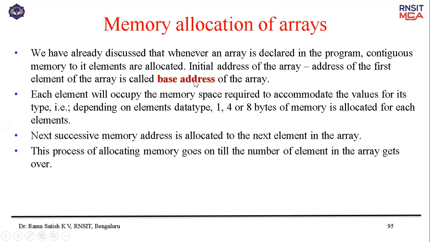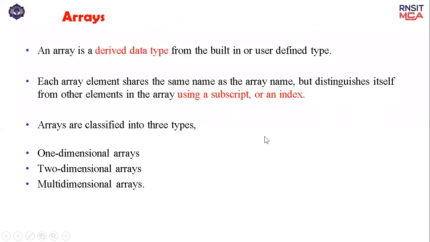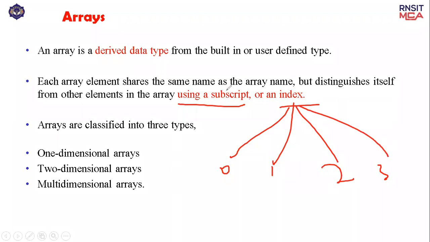Next, we'll discuss the types of arrays. We have already understood that we can identify each element in the array using a subscript number or index number. The index number starts from 0, 1, 2, 3, etc., for each cell in the same way. In some textbooks it is also called a subscript. And there are 3 types of arrays: one-dimensional array, two-dimensional array, and multi-dimensional array.